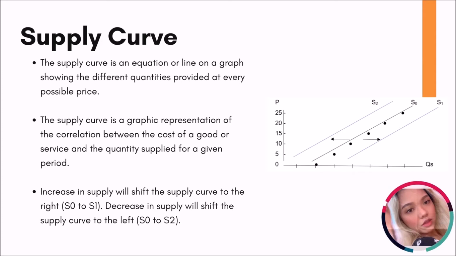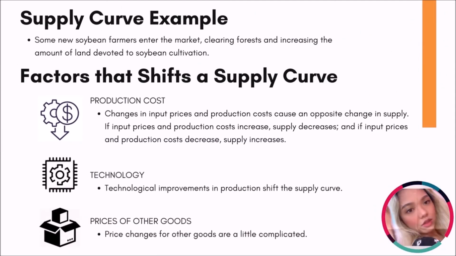So basically, the supply curve moves upward from left to right, which expresses the law of supply: as the price of a given commodity increases, the quantity supplied increases, with all else being equal. As an example, let's say that some new soybean farmers enter the market, clearing forests and increasing the amount of land devoted to soybean cultivation. In this scenario, more soybeans will be produced even if the price remains the same, meaning that the supply curve itself shifts to the right in the graph below.